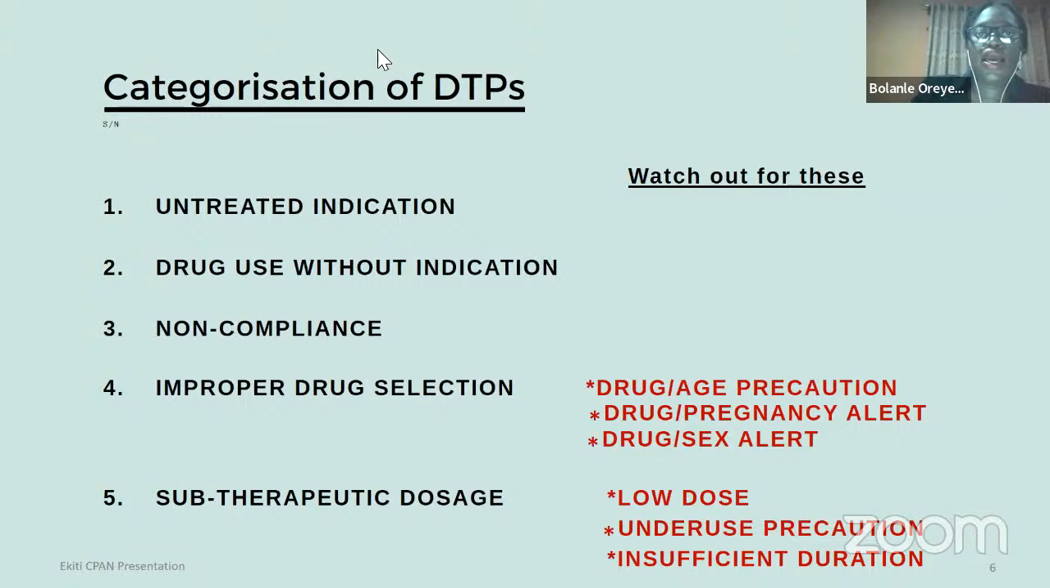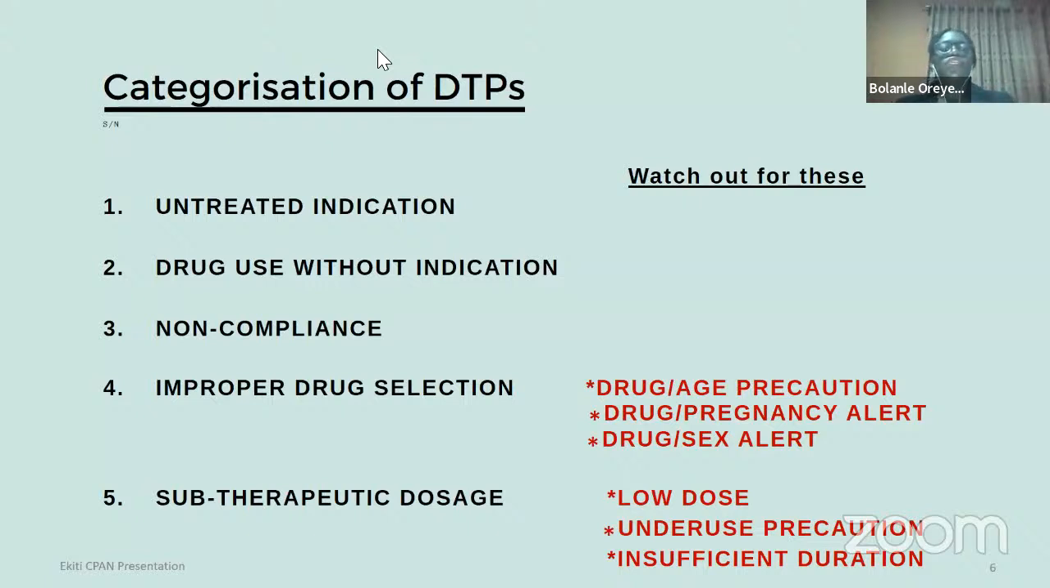These are the categorizations of drug therapy problems. You have untreated indication, drug use without indication, non-compliance, improper drug selection, which can be drug or age precaution, drug pregnancy alerts, drug sex alerts.